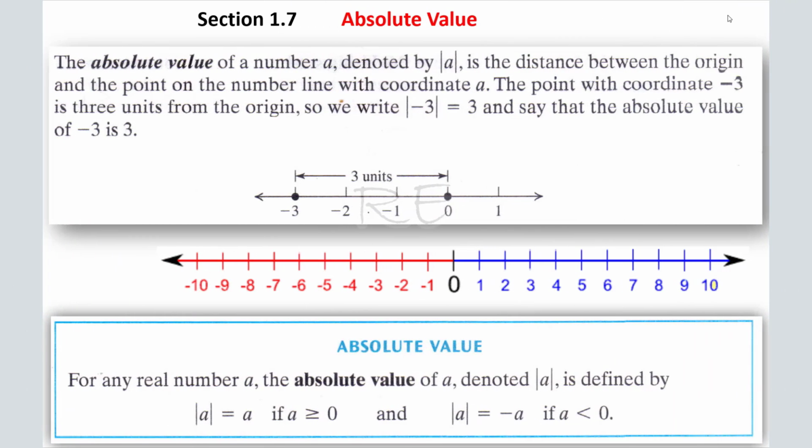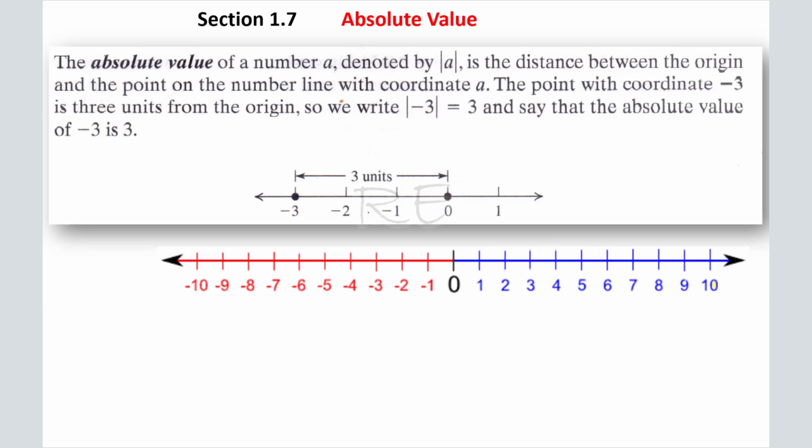The absolute value of a number a, denoted by |a|, is the distance between the origin and the point on the number line with coordinate a. For example, the absolute value of 3 is 3 because 3 is 3 units from the origin 0. The absolute value of negative 3 is also 3 because negative 3 is 3 units from 0.